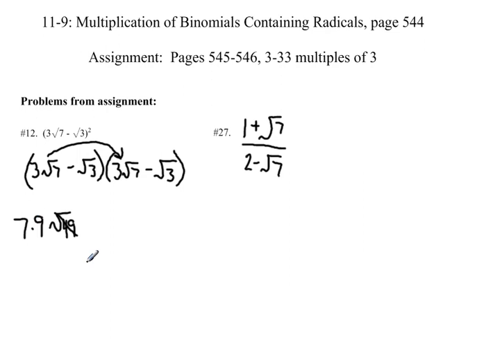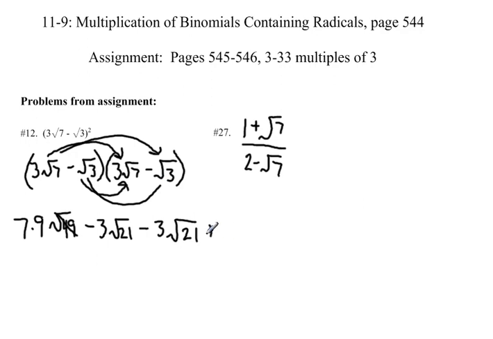And then pull your 7 out. You're going to have 3 times square root of 7 times negative 3. So that's minus 3 square root of 21. And you're going to have that twice, since this is a perfect square. Your last term is a negative times a negative, turning it into a positive. The square root of 3 times square root of 3 is the square root of 9, or just 3.